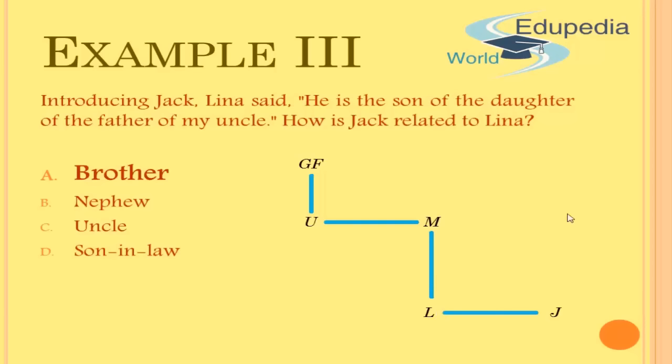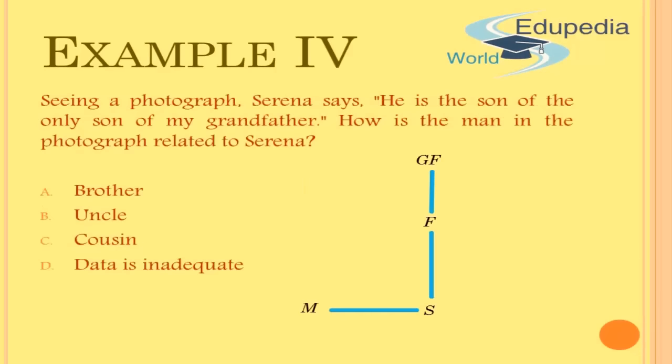Now before we move ahead with equation type questions, let's take a look at one more example. Okay, so in this question, seeing a photograph, Serena says he is the son of the only son of my grandfather. How is the man in the photograph related to Serena? Okay, so let's start plotting with Serena. Only son of my grandfather. So let us plot Serena over here.